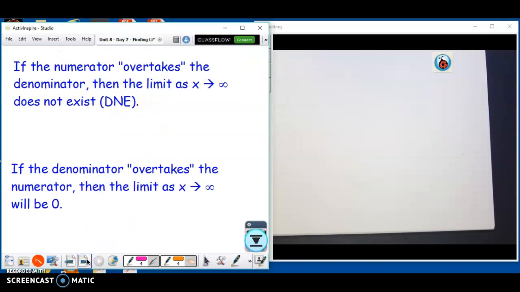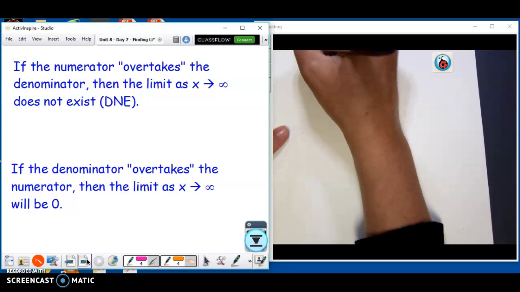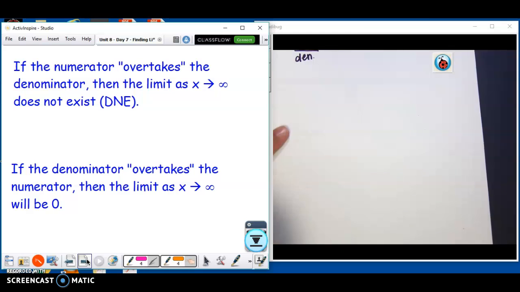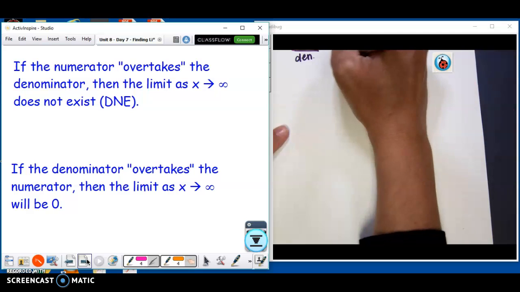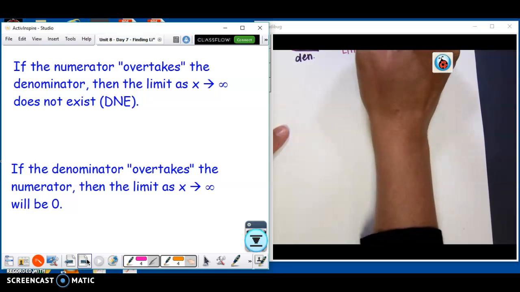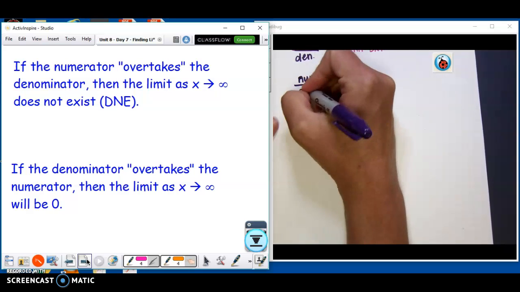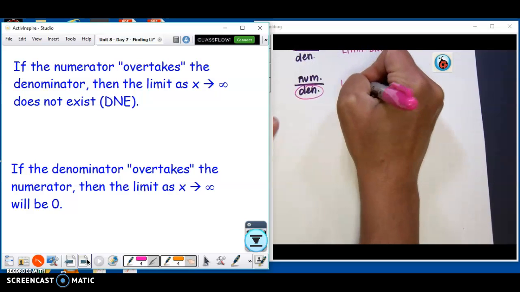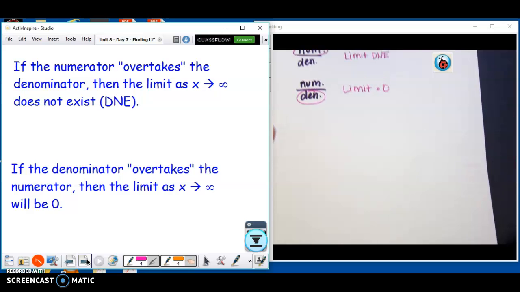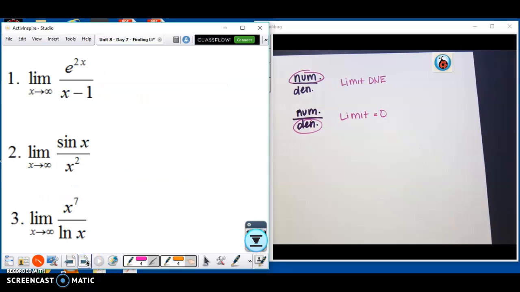So what's going to happen here, it says if the numerator overtakes the denominator, then the limit doesn't exist. I like to just think about numerator over denominator. When the numerator overtakes, that means it goes faster, that means the limit doesn't exist. But if we have numerator over denominator and the denominator overtakes, then our limit is going to be 0. So numerator overtakes, doesn't exist; denominator overtakes, gives us 0. So let's look at some examples of this.